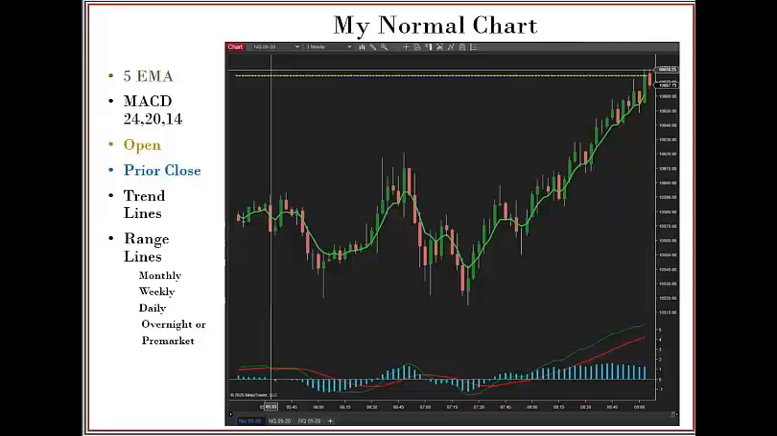Before I cut to the live trade, I want to point out what my normal chart looks like. It usually has a 5 EMA, a MACD 24, 20, 14, the open, which is this dashed yellow line, a prior close, which is a dashed blue line, not shown in this example. I'll draw trend lines, I'll draw range lines for not only intraday price action, but price action on monthly, weekly, daily charts, as well as overnight ranges and pre-market ranges and opening ranges.